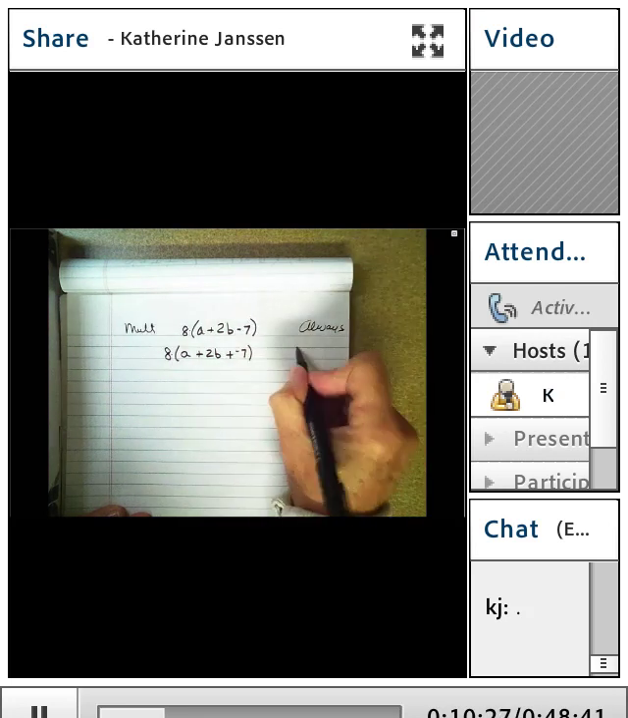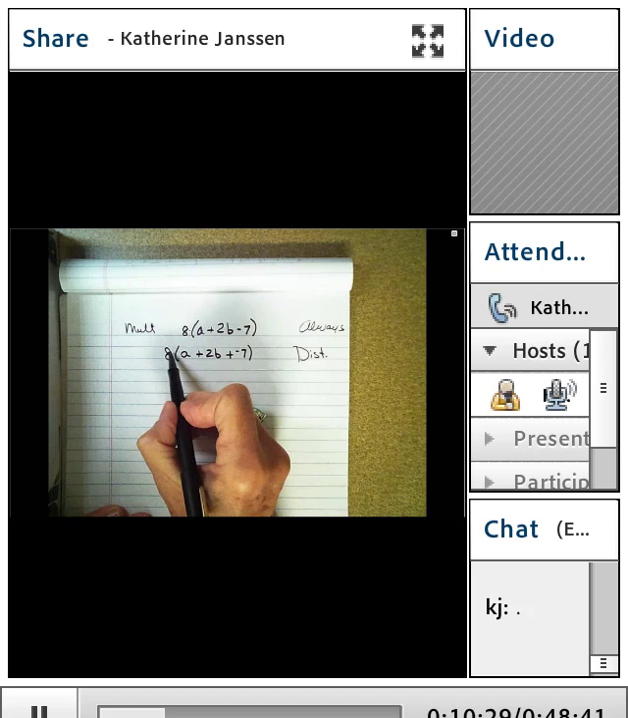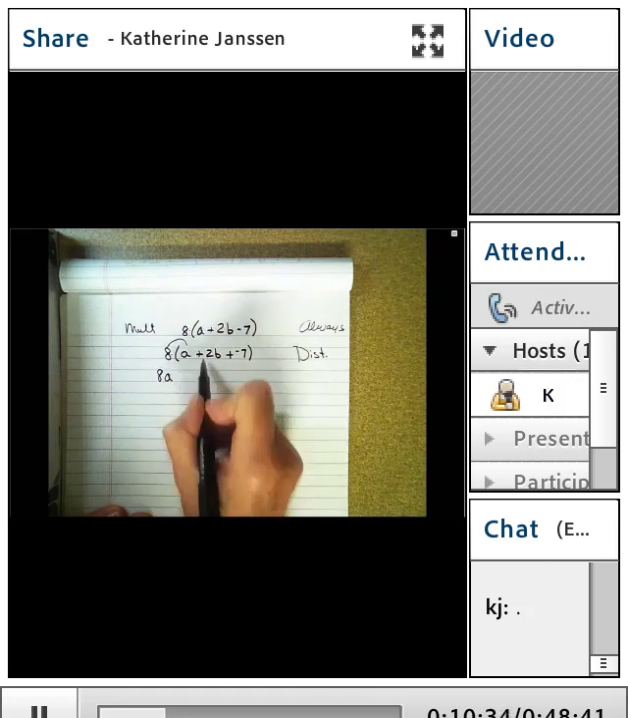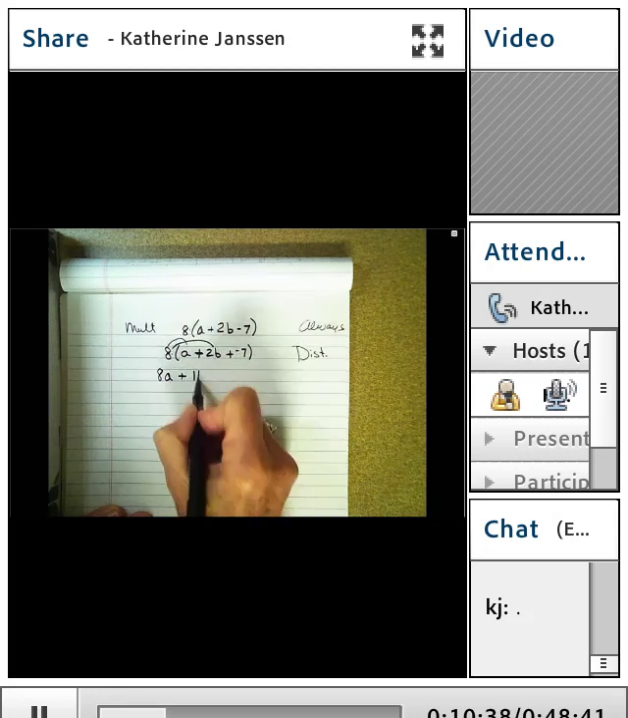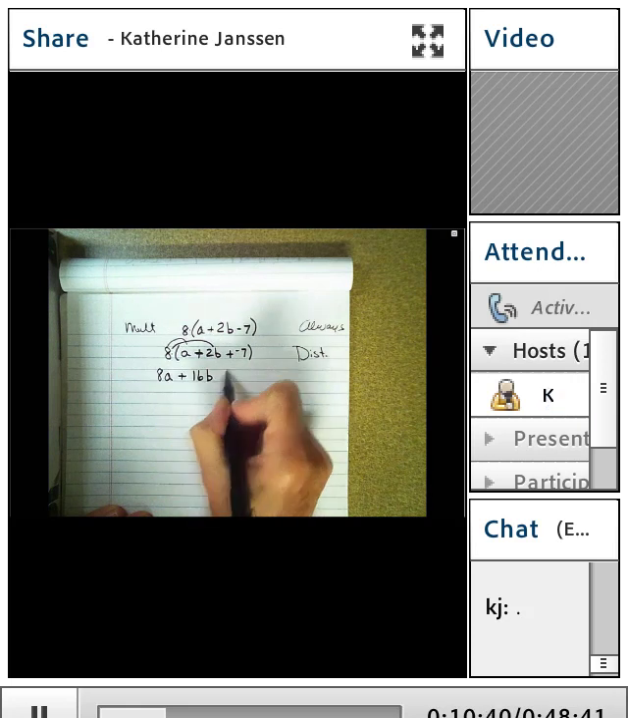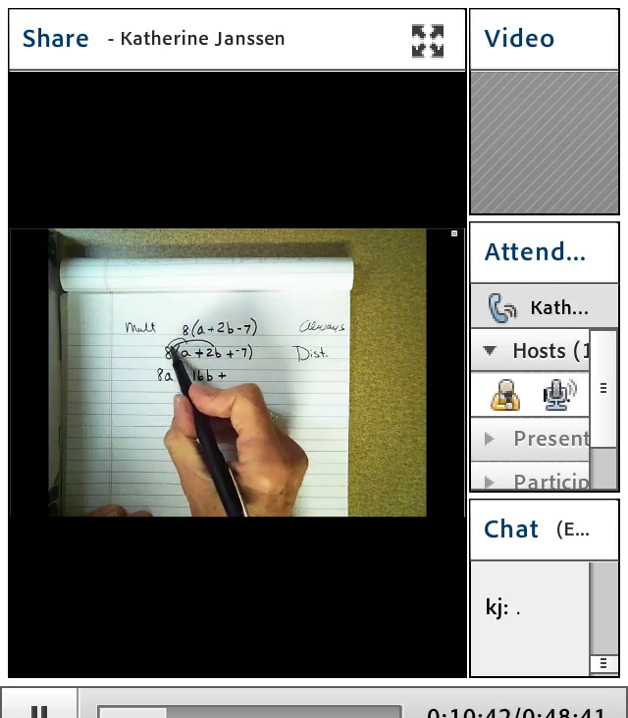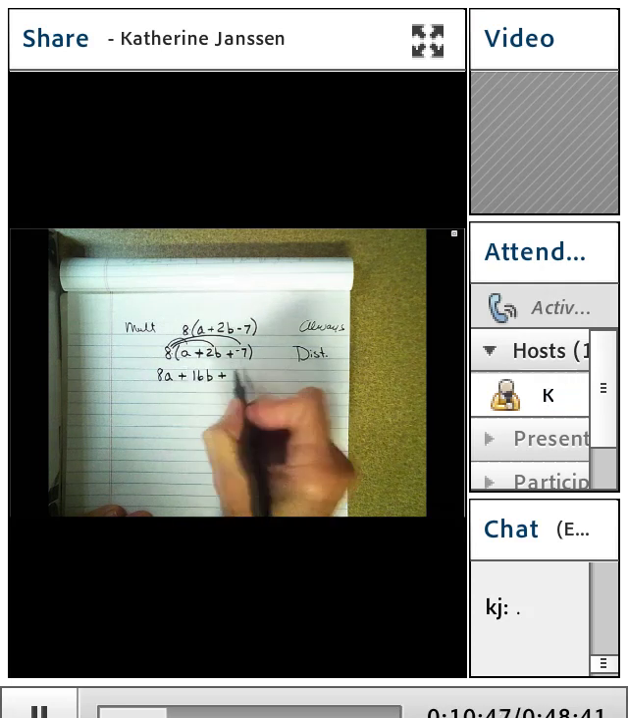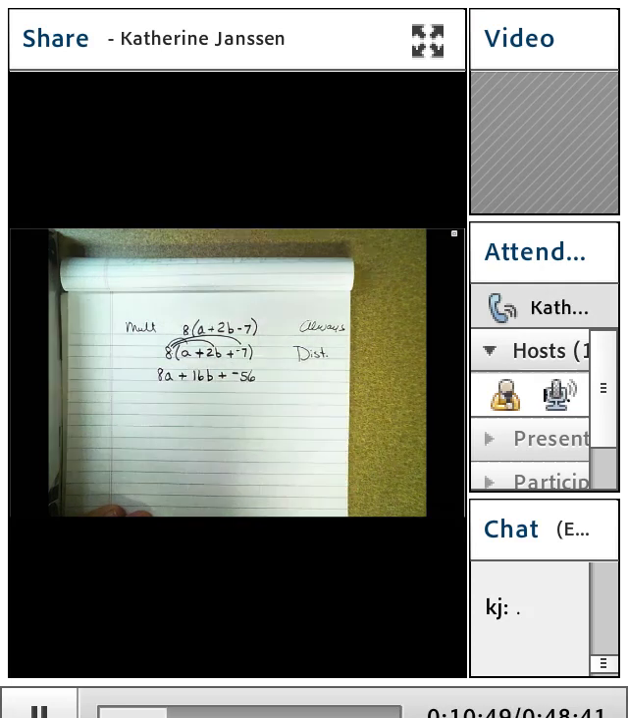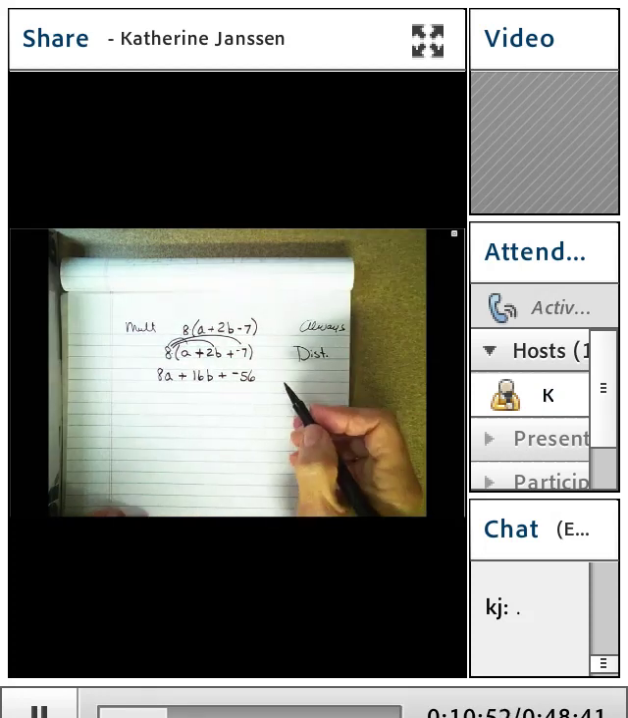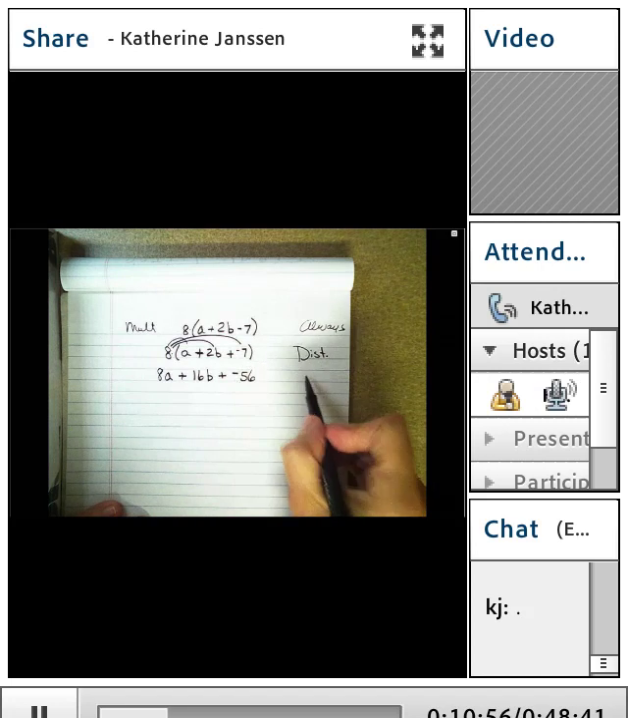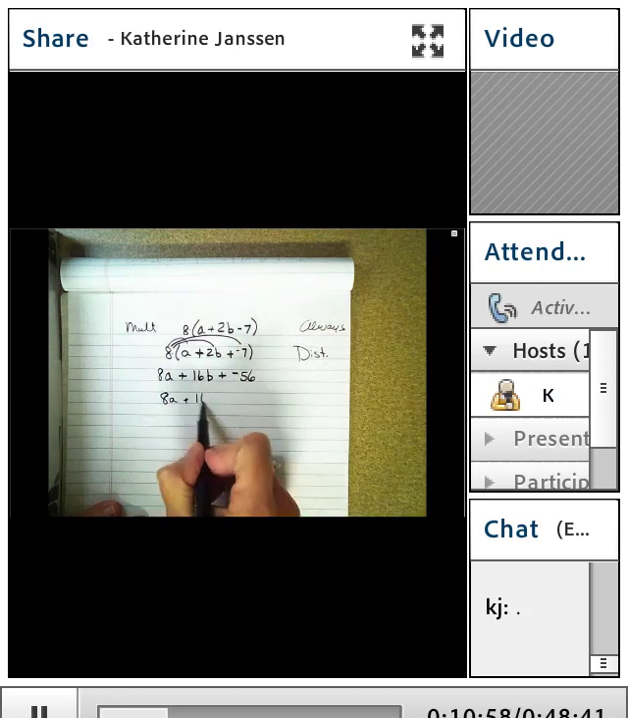That's our distribution property. I'm going to distribute 8 times the first term, and I'll get 8A. Pick up your sign. And distribute 8 times the next term, which would be 16B. Pick up your sign. And 8 times the last term, that's 8 times a negative 7. It's going to be negative 56. And then write our final form, 8A plus 16B.